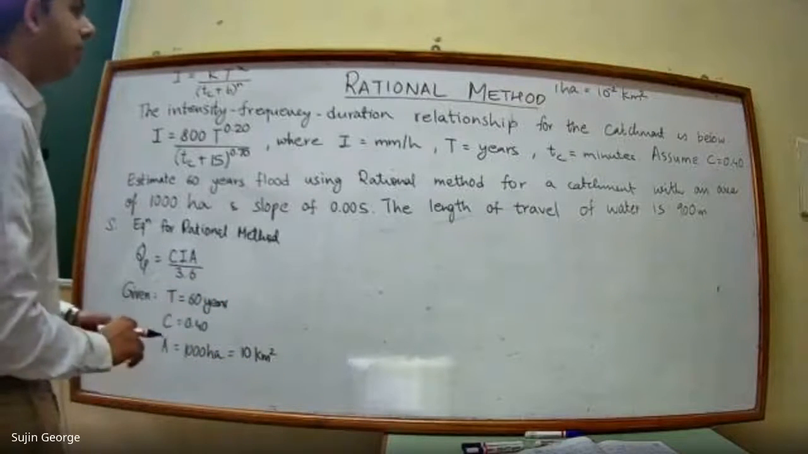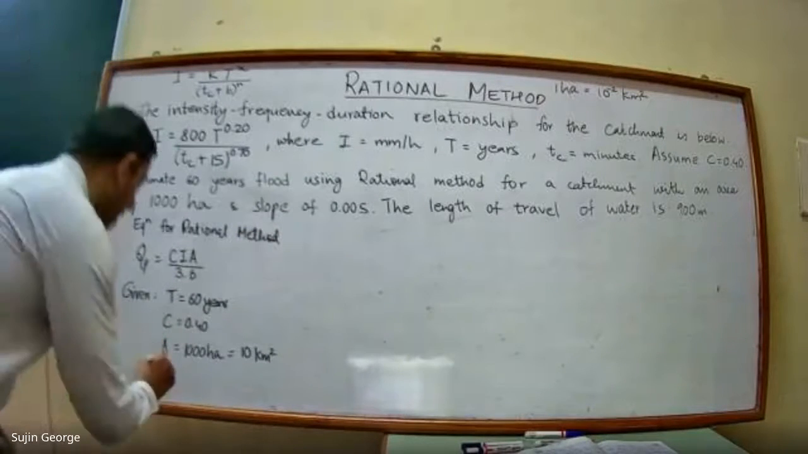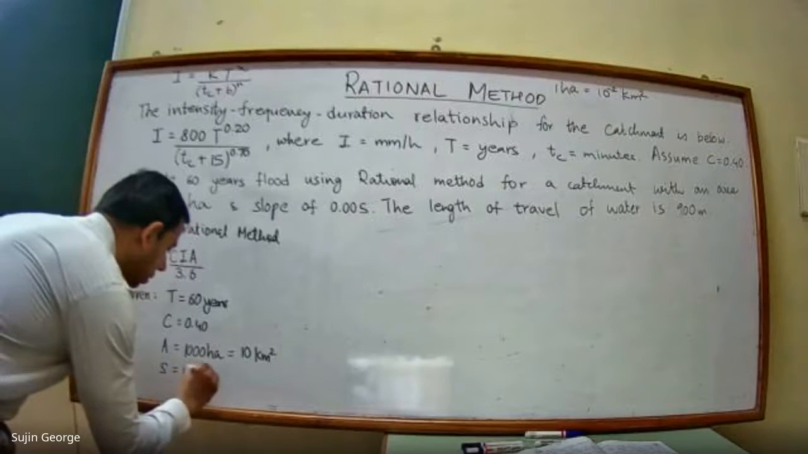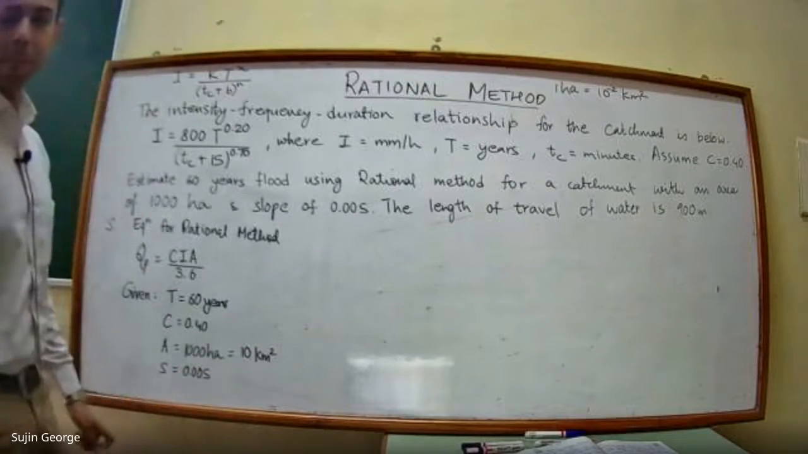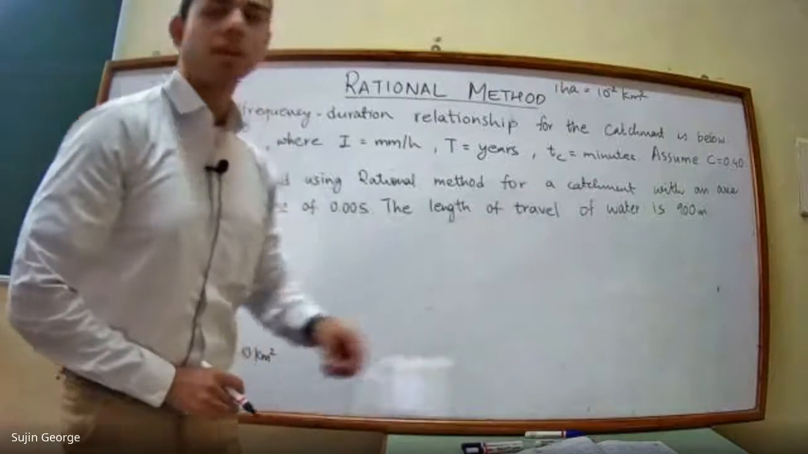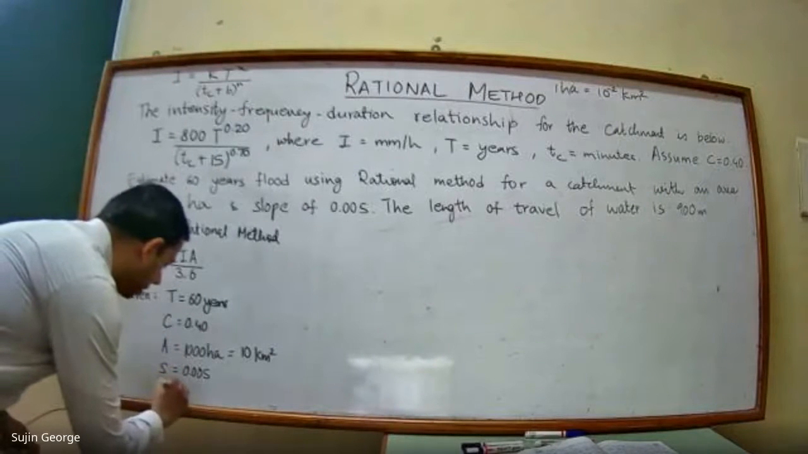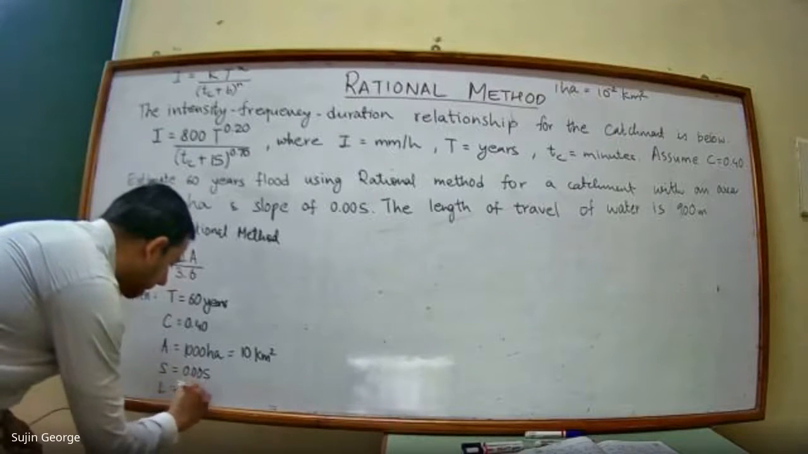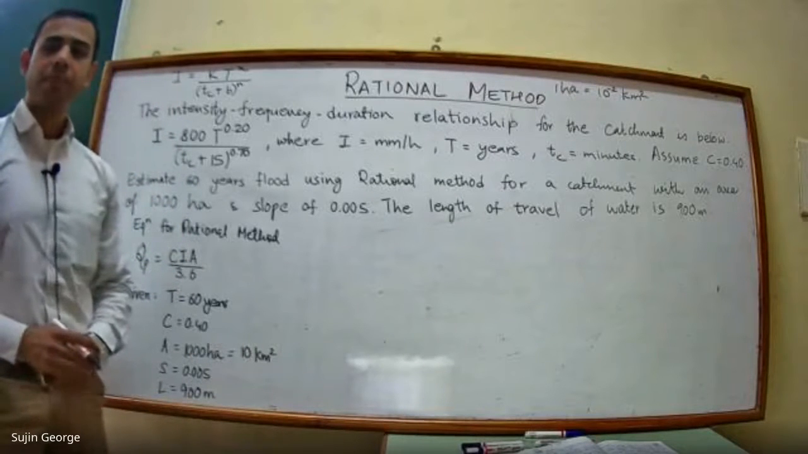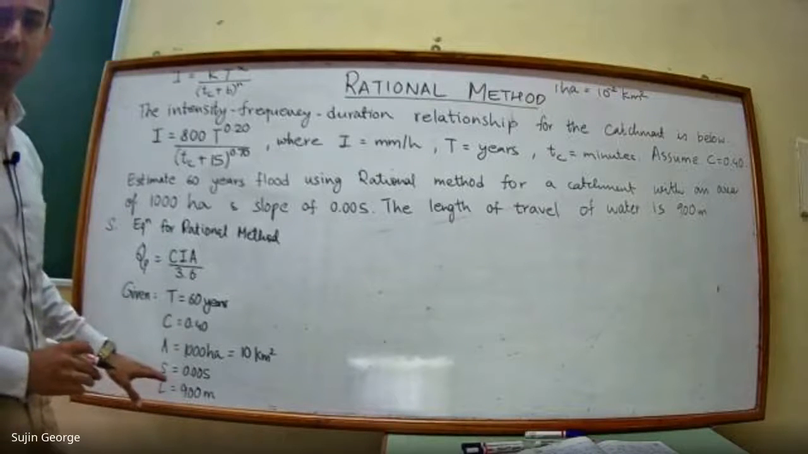Then what is given to you? Slope. Slope is given as 0.005. So slope is equal to 0.005. And length of travel of water is 900 meter. Means L is equal to 900 meters. So all these parameters are provided to you in the numerical itself.